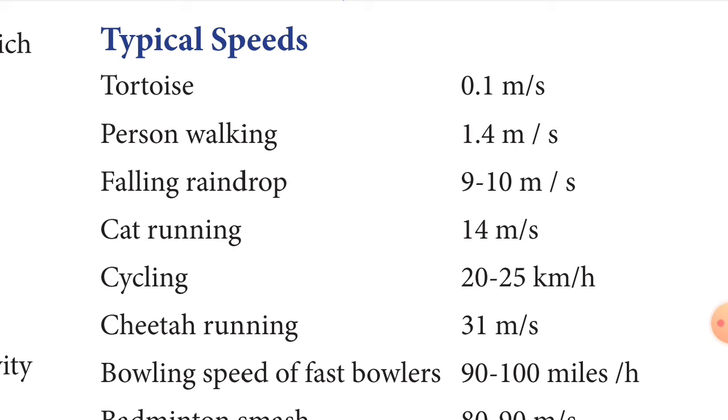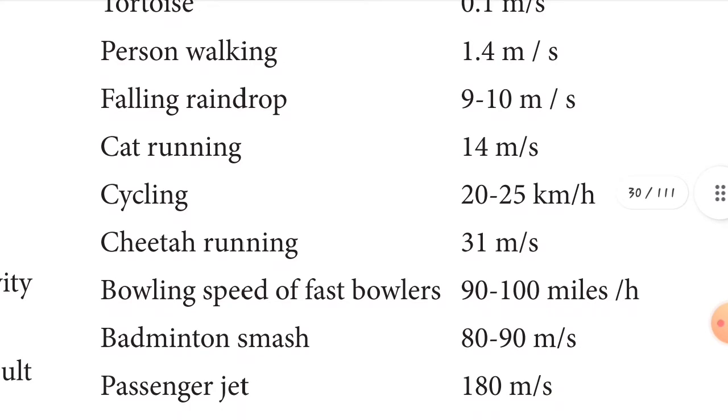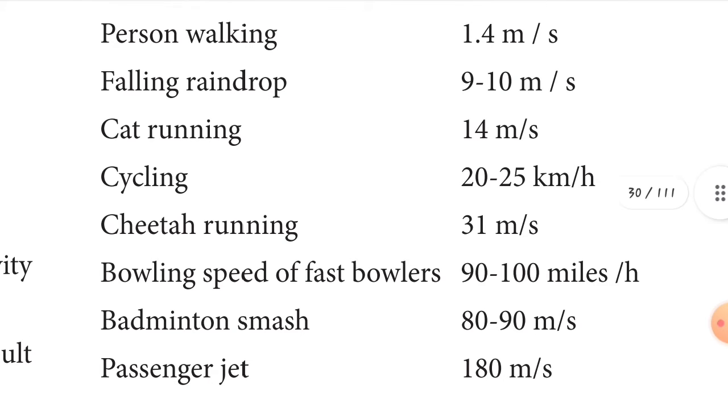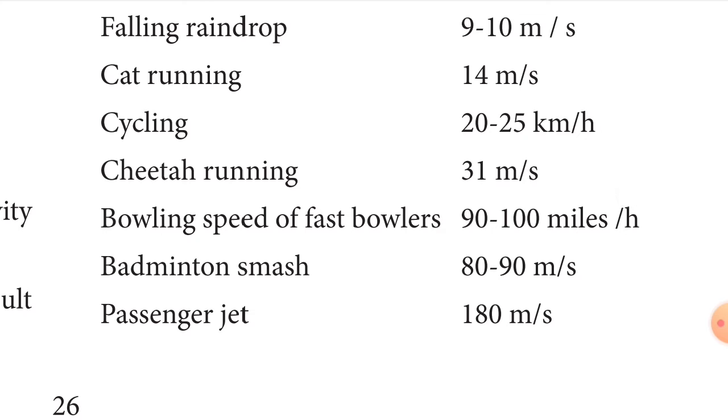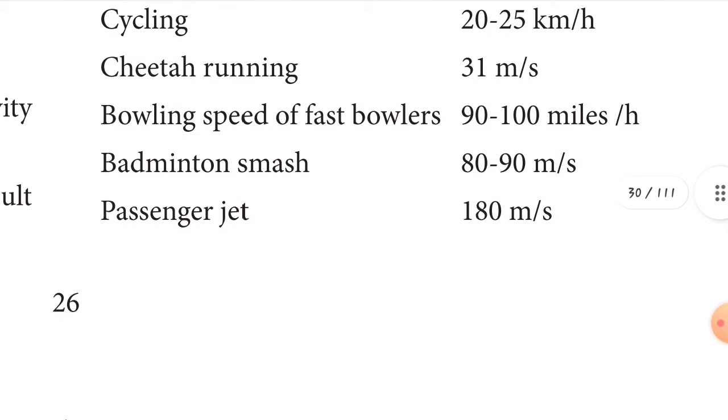The person walking is 1.4 meter per second and falling raindrops 9 to 10 meter per second. You see the cat running, 14 meter per second, and cycling 20 to 25 kilometer per hour. And cheetah running, you know. How many of you have seen the cheetah? Yeah, all of you I think have seen the cheetah, in your Discovery Channel. 31 meter per second. Then the bowling speed of fast bowlers in cricket, 90 to 100 miles per hour. And badminton smash 80 to 90 meter per second.